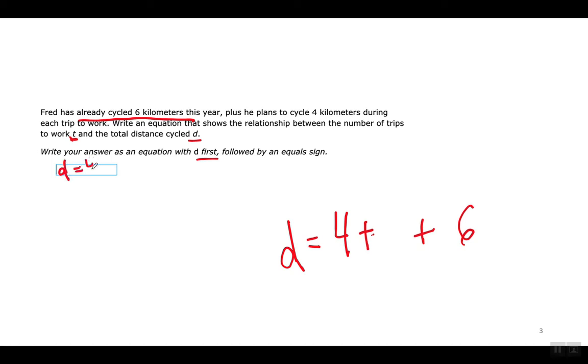D equals 4T plus 6. Again, this is the slope. Okay, the number 4 is the slope, and the number 6 is the y-intercept.